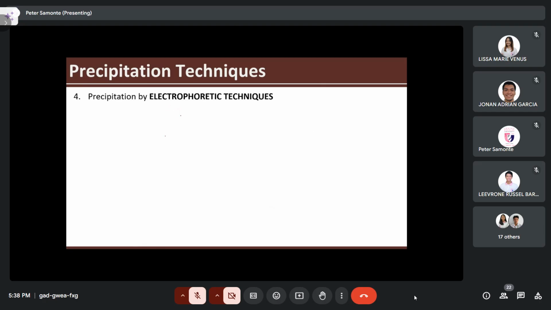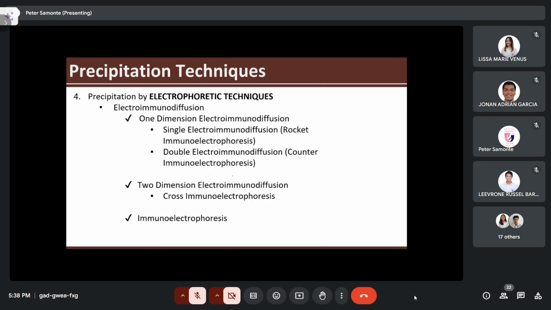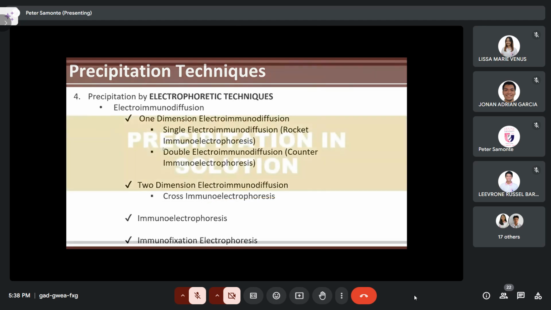Then there's also the precipitation by electrophoretic techniques. We have here your electroimmunodiffusion. Under electroimmunodiffusion, we have your one-dimension electroimmunodiffusion, such as your single electroimmunodiffusion, known as your rocket immunoelectrophoresis. We also have your double electroimmunodiffusion, known as your counter immunoelectrophoresis. Then we have your two-dimension electroimmunodiffusion, known as your cross immunoelectrophoresis. Then we also have immunoelectrophoresis and immunofixation electrophoresis.